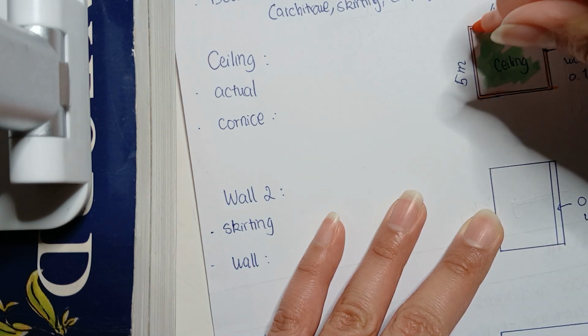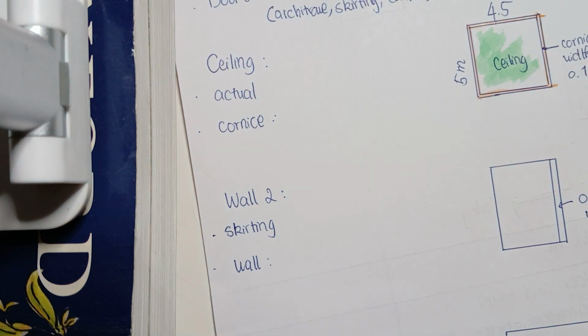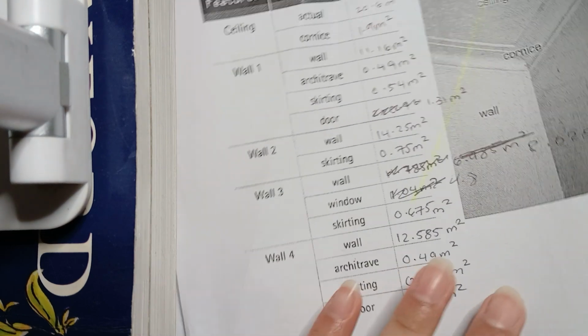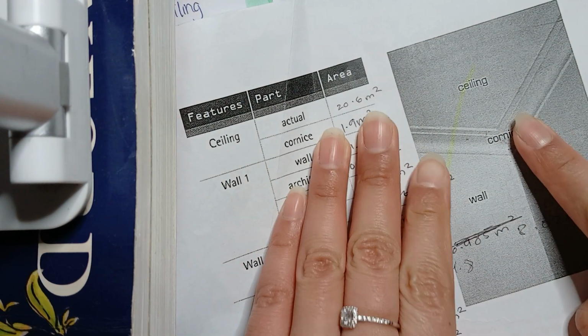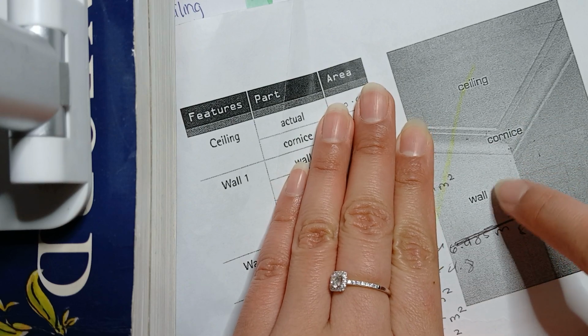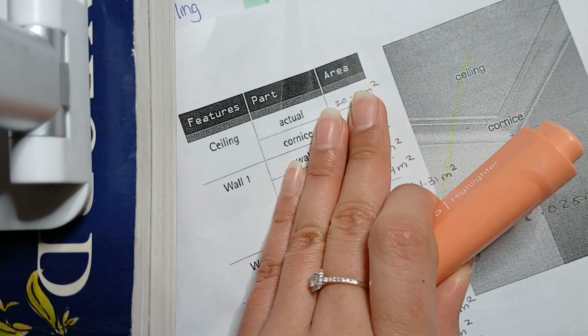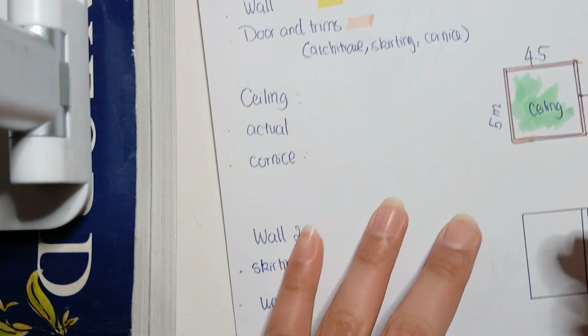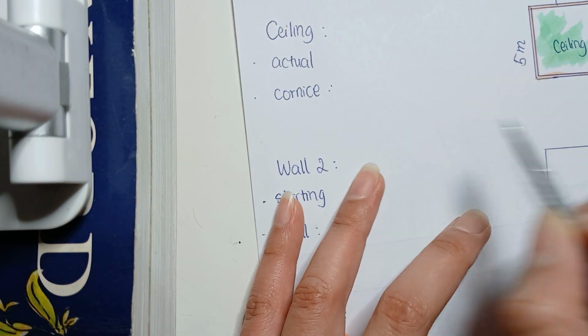For those who do not know what cornice is, I'm gonna show you. Cornice is this part here, right? Cornice is this part here. This is the wall and this is the ceiling, right? Alright, I'm gonna work it out now. First thing first, work out the cornice.